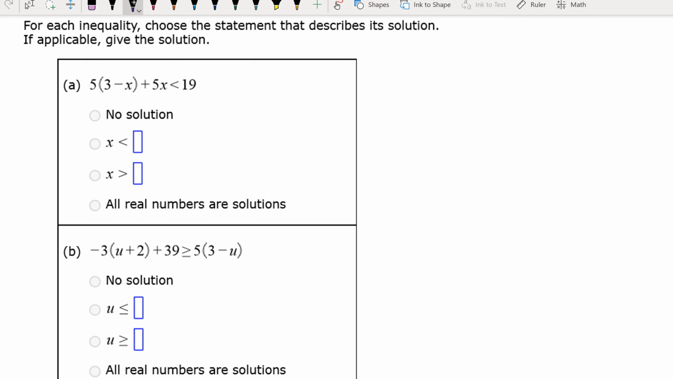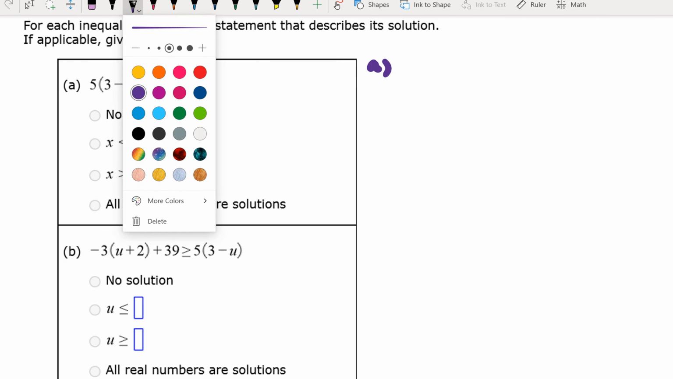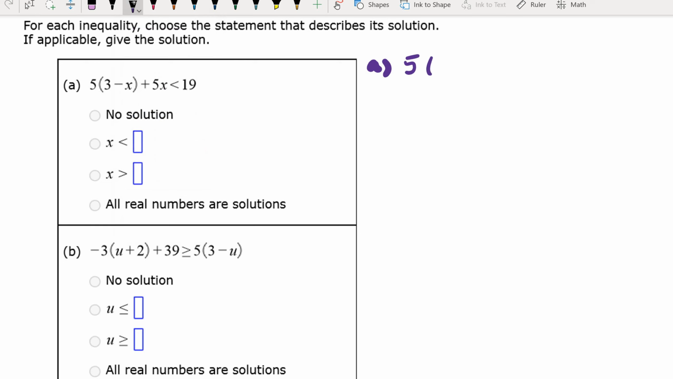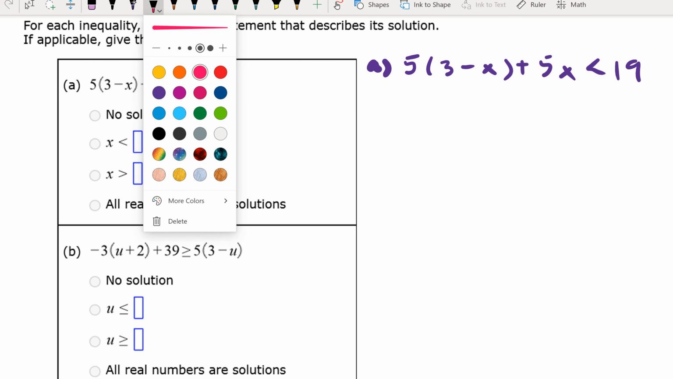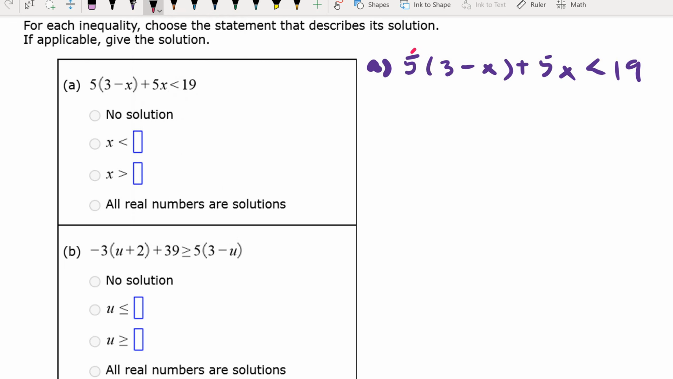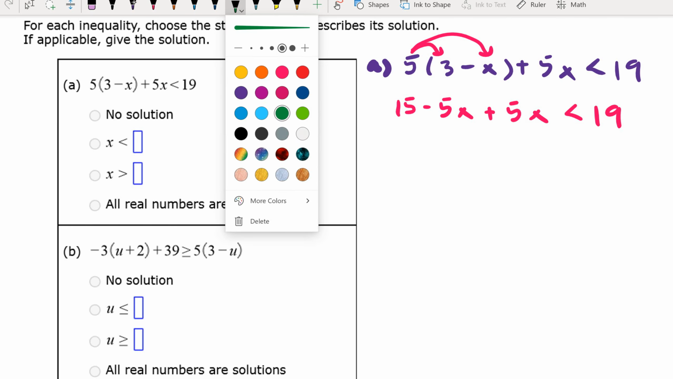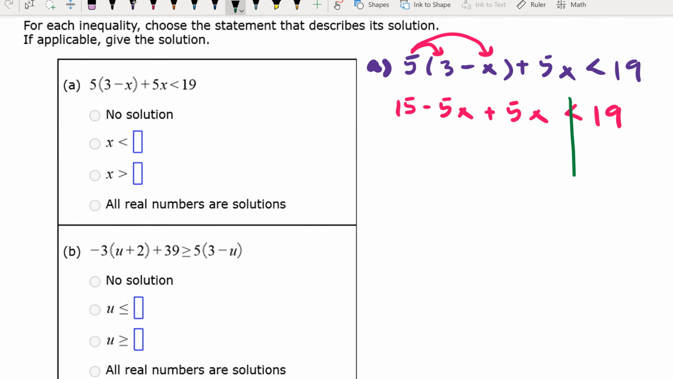So we're going to look at part A. Five times (3 minus x) plus 5x less than 19. So what is the first thing you're going to do here? Parenthesis means multiply. So you're going to distribute 5 into parentheses. That will give you 15 minus 5x plus 5x less than 19. Okay, what next can we do?